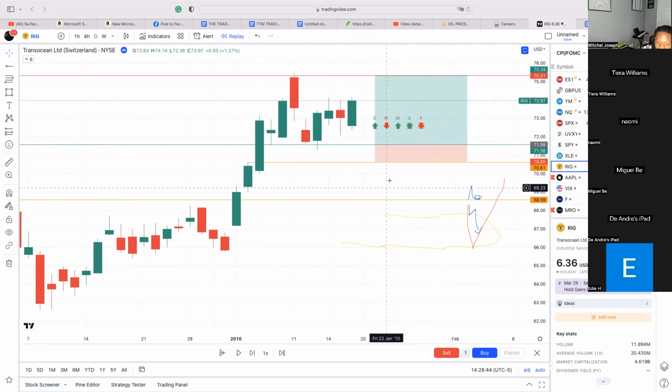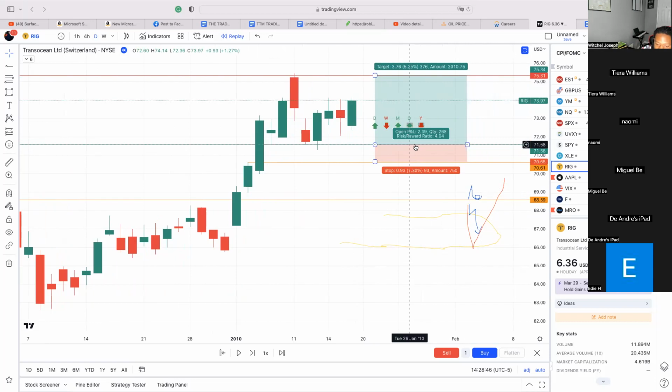But at the end of the day, this is a good trade. Why? Because I'm risking $90 to make 370. You guys see what I mean? It's a 4-to-1 ratio. I can make 4 times what I'm risking. So I'll take that trade.